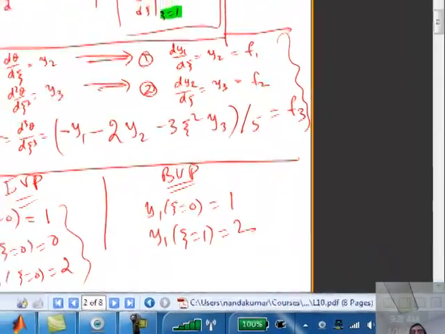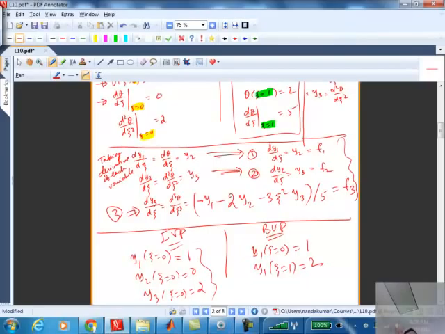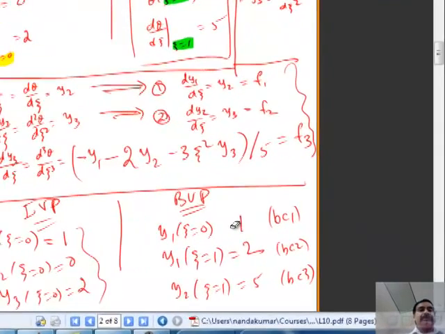And the next condition would be what? Let me see whether you can come up with it. Y2 at psi equal to 1 is 5. So this will be boundary condition 1. This will be boundary condition 2, and this will be boundary condition 3. Now, MATLAB actually requires these conditions to be written also as functions, meaning you need to write them as this minus that equal to 0. Okay? And that's how MATLAB requires. Okay? So move them all to one side.